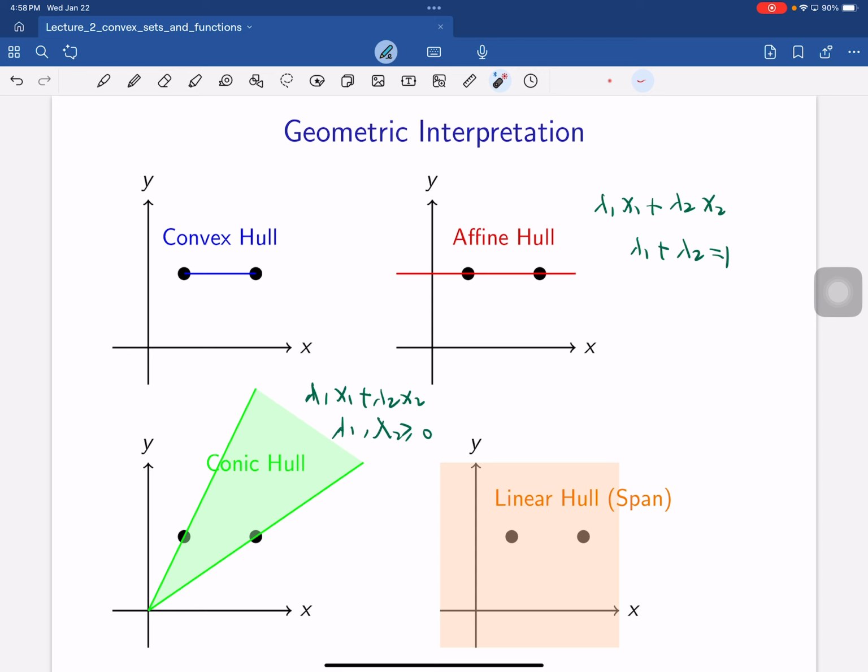Everything else, I think, is clear. If there are 3 points here, I think it is the whole R2 plane, if they are affinely independent. So if you draw another point here, I think it will be the whole R2. If the point is here, then you are still on this line segment.